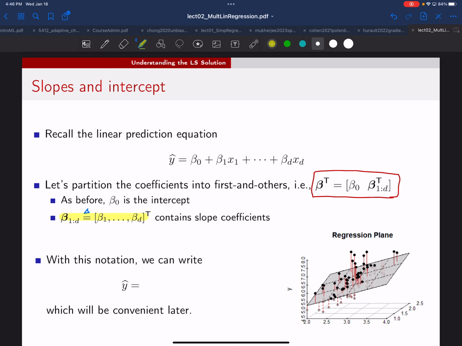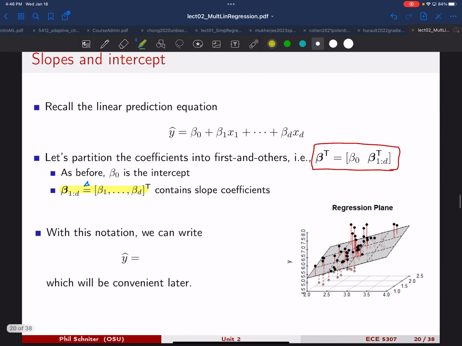Okay, so if I do things this way, then when I want to write a prediction y hat, I would write it like beta 0 plus the inner product between this new beta 1 through d vector and x. Right? Because both of these have dimension d, so that inner product is valid. So that's how we're going to eventually formulate things. Okay, any questions so far?